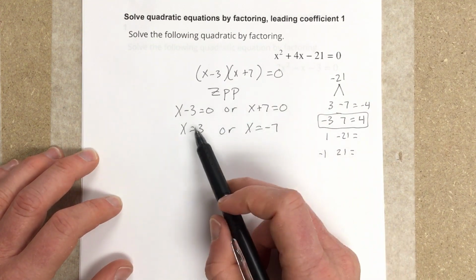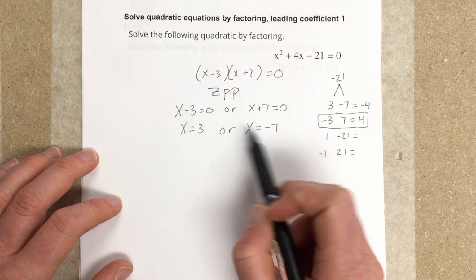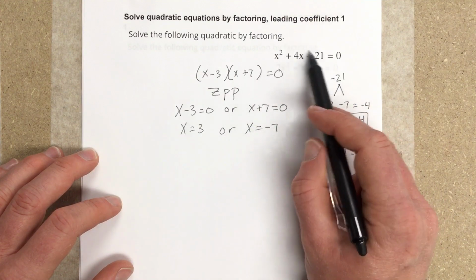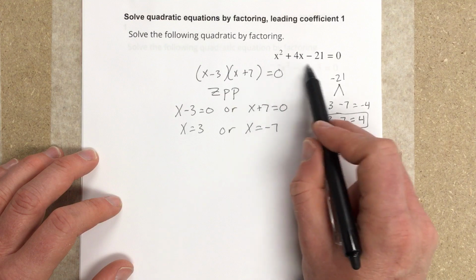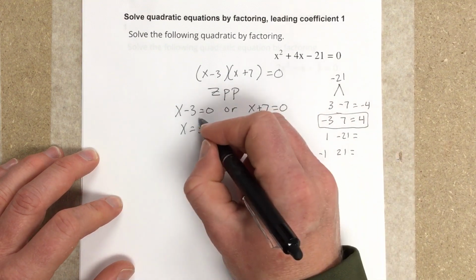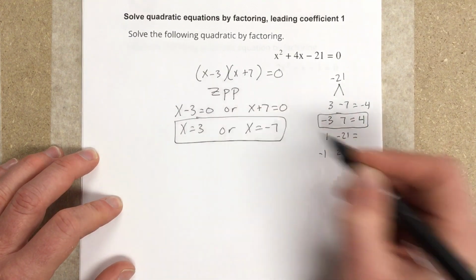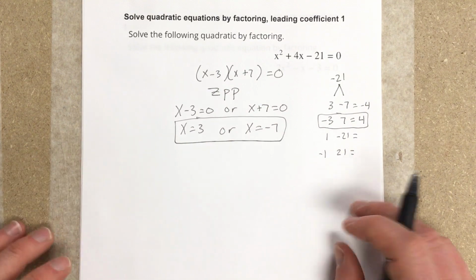In the first example I didn't state this, but if you plug in a 3 into this equation, you will zero out the left side, or if you plug in a negative 7 into the left side, you also zero that out. So I have our two solutions here, and that's how you solve quadratic equations by factoring.